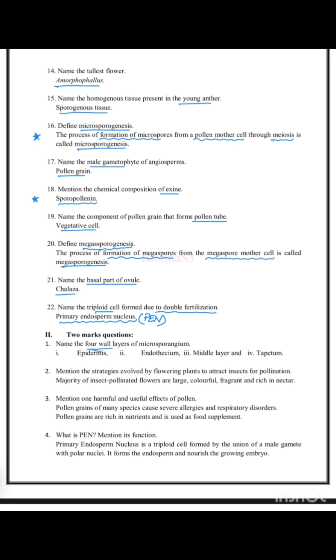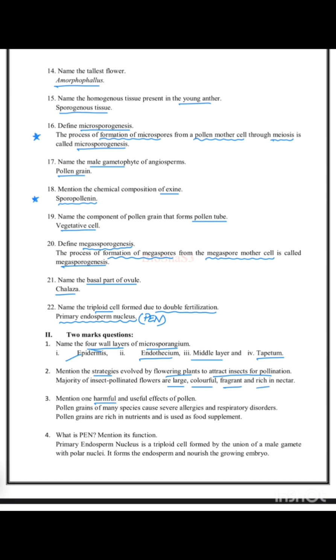The next second main 2-mark question. Name the 4 wall layers of microsporangium, that is outer epidermis. Inner to epidermis there is endothecium, the middle layer and the innermost tapetum. Mention the strategies evolved by flowering plants to attract insects for pollination. Majority of insect pollinated flowers are large, colorful, fragrant and rich in nectar.